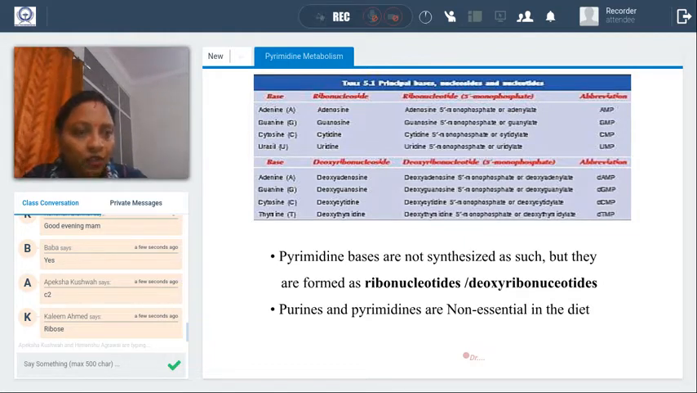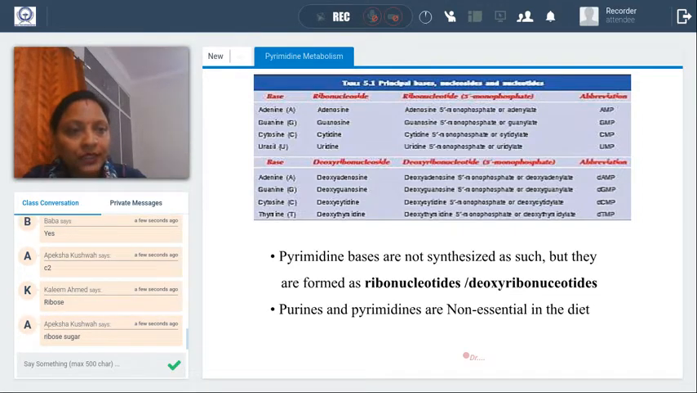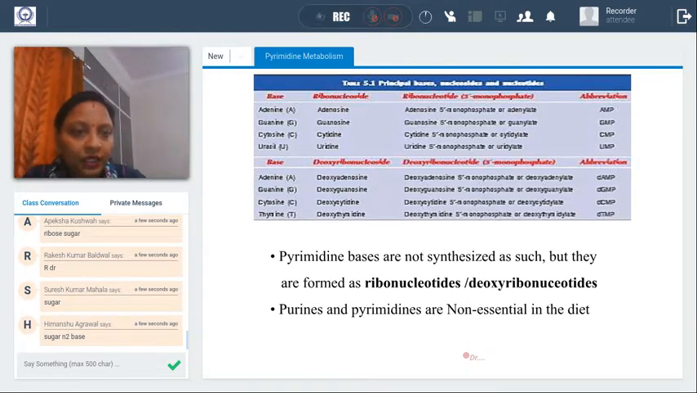First is of sugar, that is ribose sugar, and another is deoxyribose. Ribose sugar is present in RNA and deoxyribose sugar is present in DNA. Likewise, second, which is a very important difference, that is the difference in pyrimidine base. Uracil is present in RNA and thymine is present in DNA.